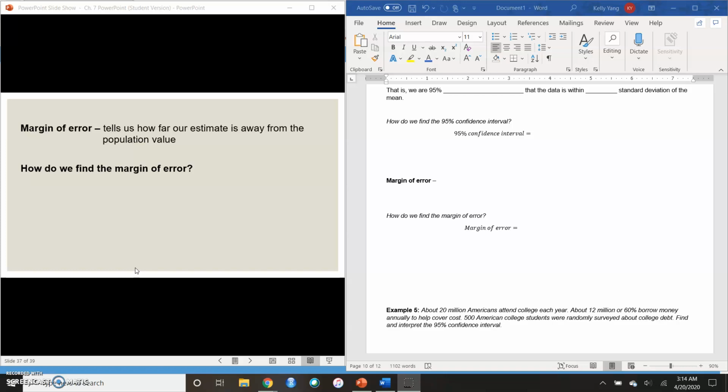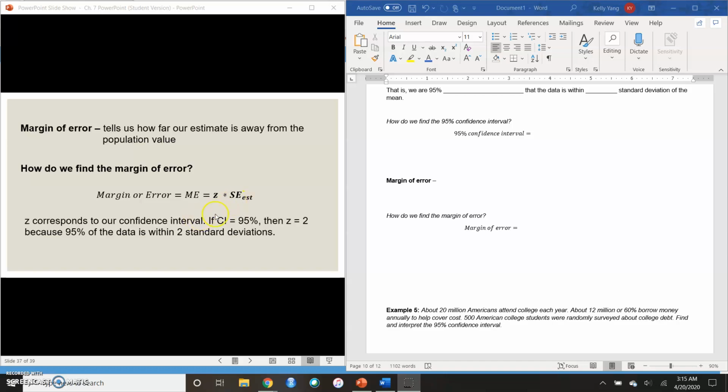How do we find the margin of error? The margin of error has this formula right here. Margin of error, I'm going to denote it as ME, is the z-score times the standard error estimated. For a 95% confidence interval, the margin of error will have a z that's equal to 2, because again, by the empirical rule, we know that 95% of the data is within 2 standard deviations.